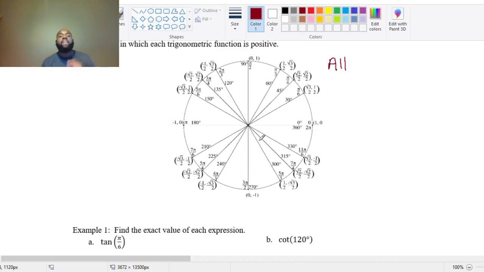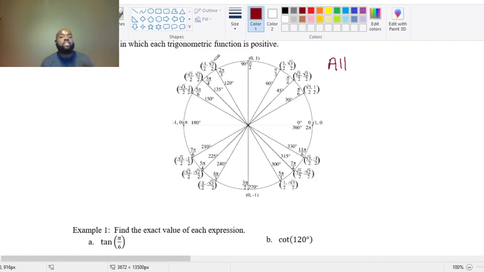positive. In the second quadrant, notice these x values are negative. So anything that uses an x value is negative. We know that cosine is negative, and the 1 over x, which was the secant, is going to be negative.